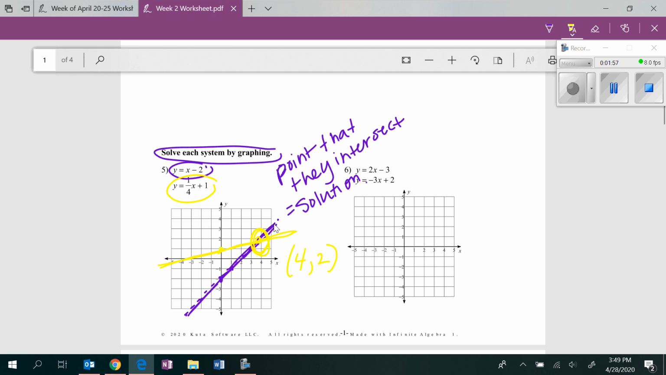The second line in yellow says we're going to start at positive 1 because that's my y-intercept, and then my slope is rise 1, and then over 1, 2, 3, 4. I noticed that this point right here, (4, 2), will be the solution for these systems of equations because that's where they cross.